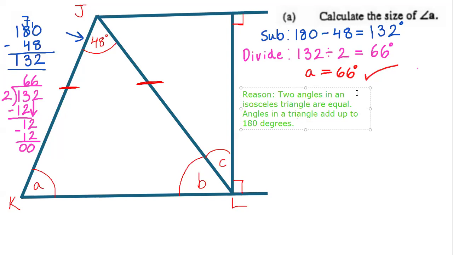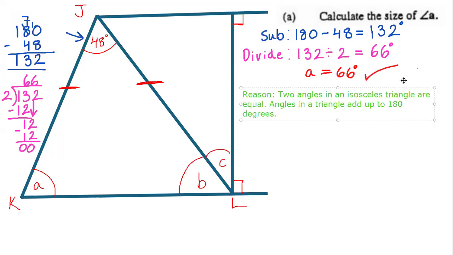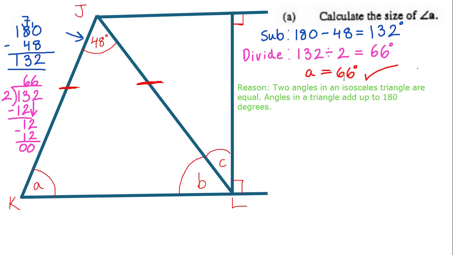Okay. I need Jemiah. Jemiah, are you there? Where's Jemiah? Jemiah. Yes, sir. Do you understand how we got 66? Yes, sir. Explain how we got 66, please.